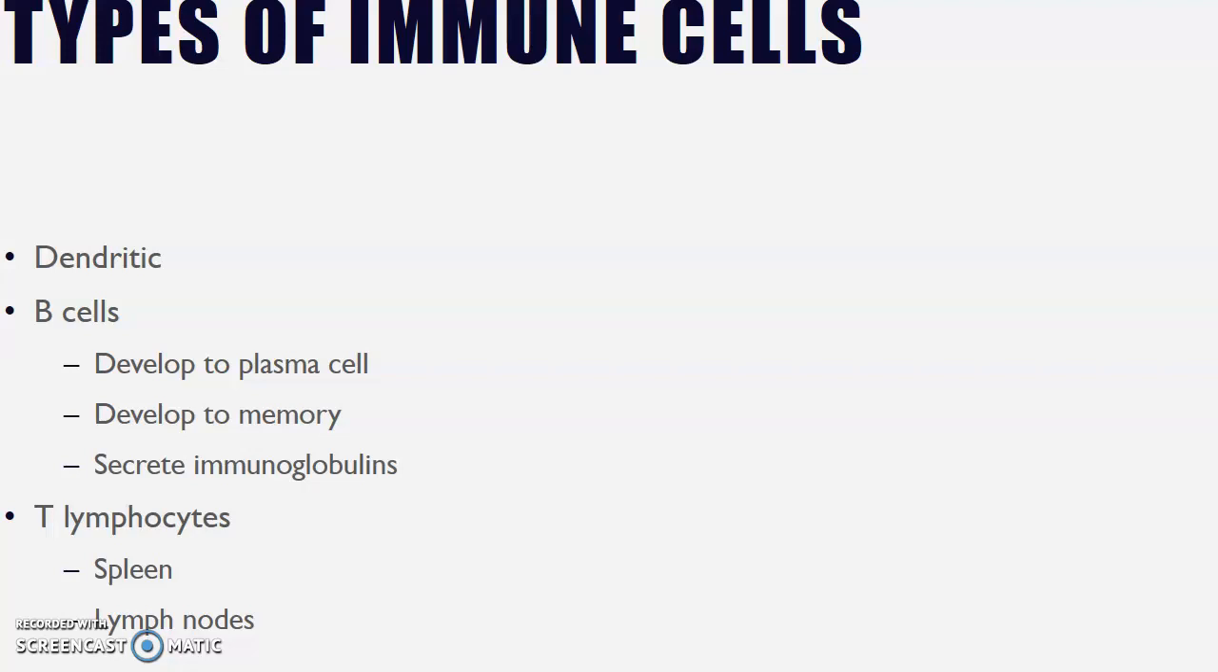The T lymphocytes are found in the spleen and the lymph nodes, and the T lymphocytes are specific to an antigen. The T lymphocytes are produced by the bone marrow, and when they're mature, they leave the thymus. They fight mostly in the spleen and lymph nodes. They react specifically to virus, fungi, and parasites.